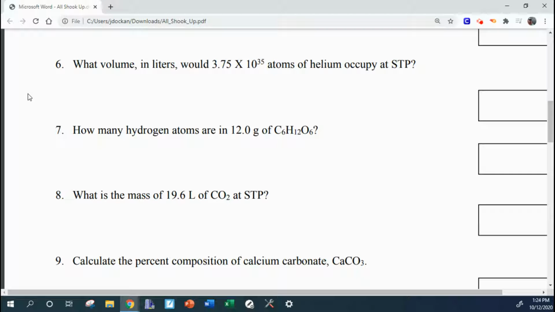Howdy students, this is going to be the second part of the All Shook Up answer keys. This is going to be questions 6 through 10. So let's go ahead and get started.